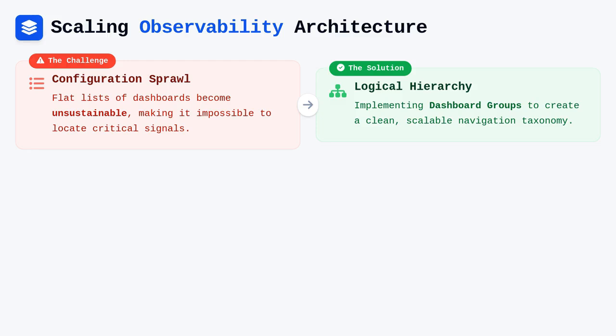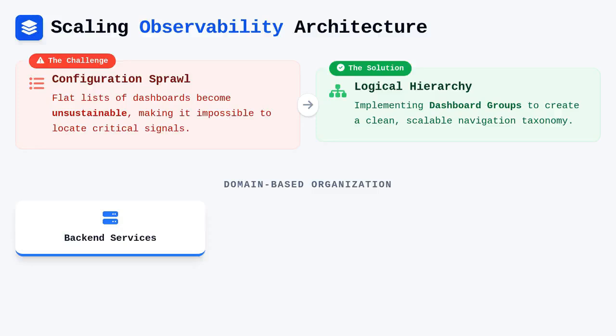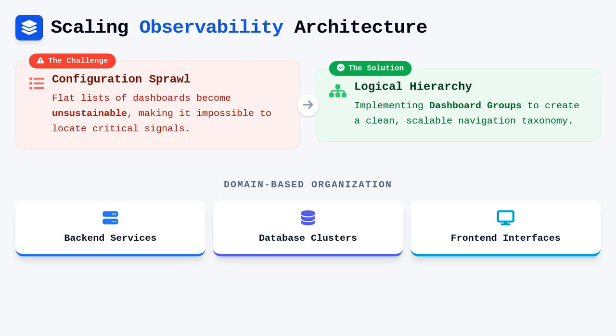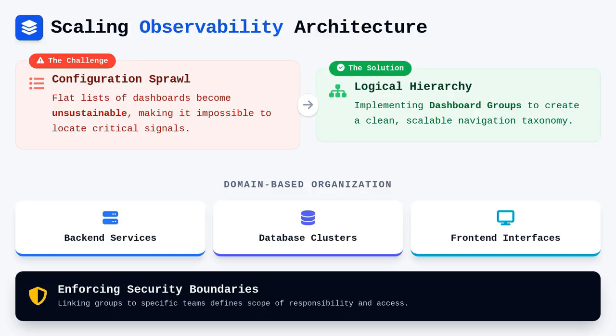By creating nested structures based on domains such as backend services, database clusters, or front-end interfaces, we establish a clean navigation taxonomy. This structure is not merely cosmetic, it is the foundation for enforcing security boundaries. When you link a dashboard group to specific teams, you define a clear scope of responsibility and access, ensuring that developers and operators interact only with the data pertinent to their workflows.